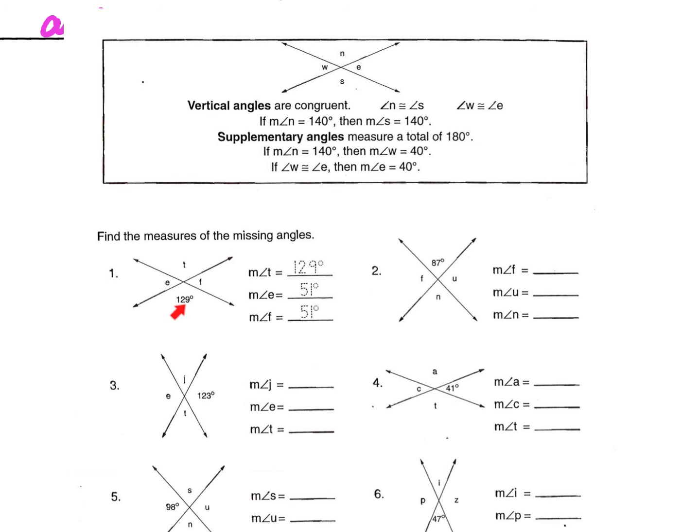This first measurement they told us is 129 degrees. So directly across the vertex, and that's what I think of vertical angles and vertex, directly across the vertex is angle T. It's the same measurement. These are both obtuse angles, so 129 degrees is the measurement. Now that we know that, we can tell what E is if we just ignore what's underneath this line. Right here we have a supplementary relationship. We know this is 129, so 180 minus 129 would give us 51.